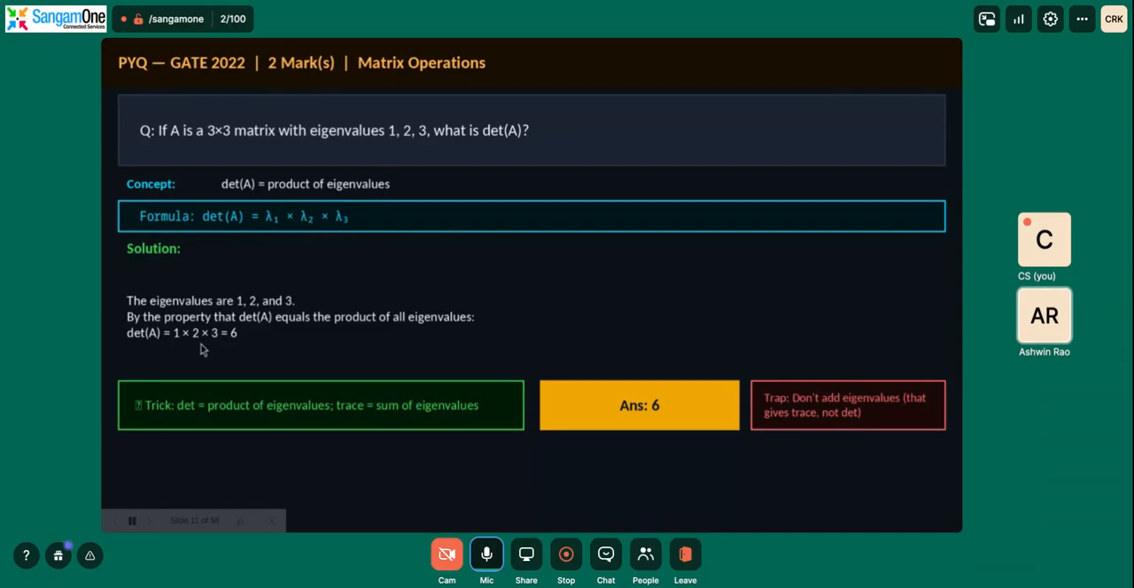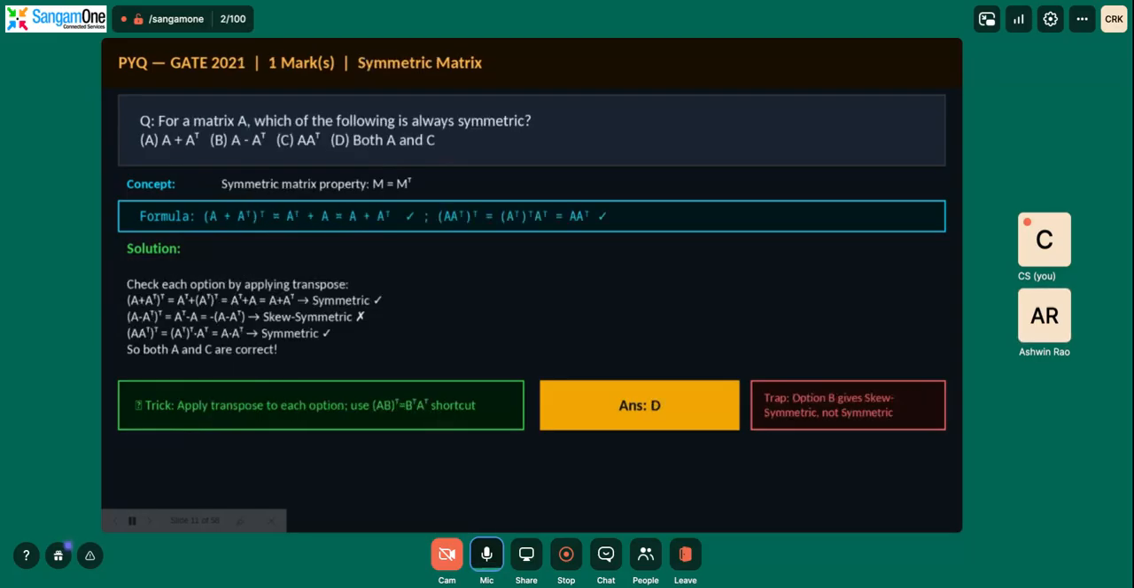This property is 1, 2, 3. For shortcut purposes, use this formula: 1 into 2 into 3, which comes to 6. The trick is that the determinant is equal to the product of eigenvalues. Trace is the sum of eigenvalues. The answer is 6. The trap is don't add eigenvalues, as that gives the trace, not the determinant. The same goes for these PYQs. It's the formula, please note it down.